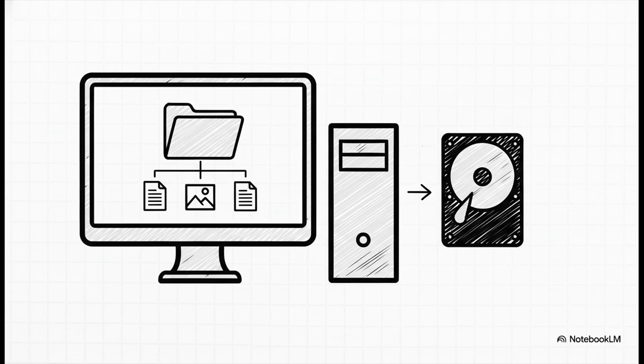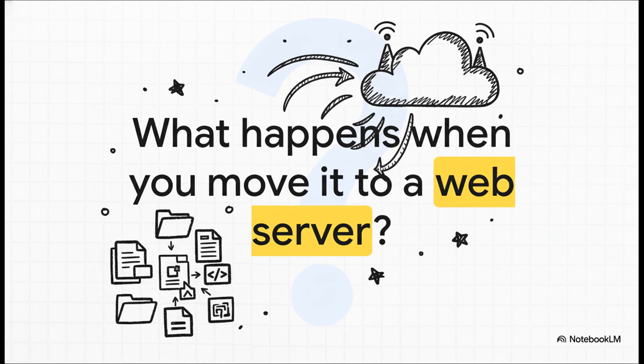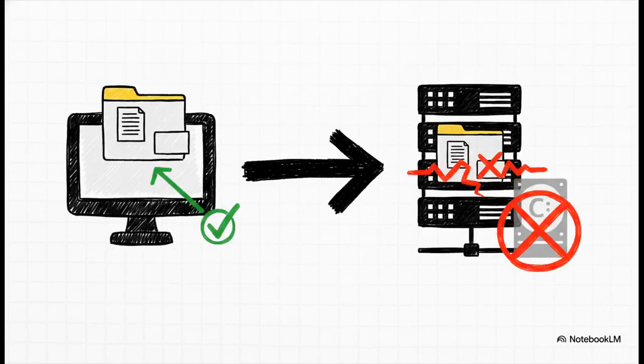Let's say you're building a project on your own computer. A lot of us start this way. You've got all your files in a folder, and you create links between them using their exact location, something like C Drive, My Documents, Project, Index.html. And on your machine, it works perfectly. So you finish up your project, and now you want to put it online for everyone to see. You take all those files, and you upload them to a web server.